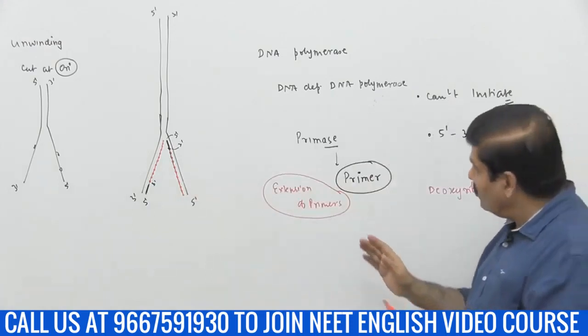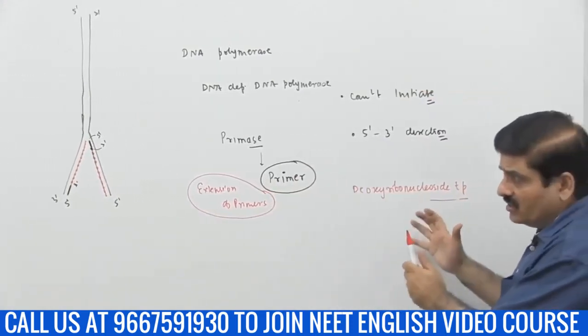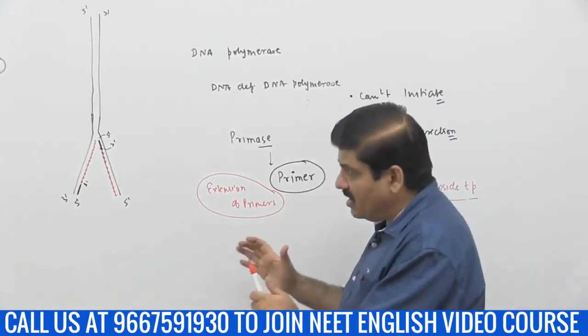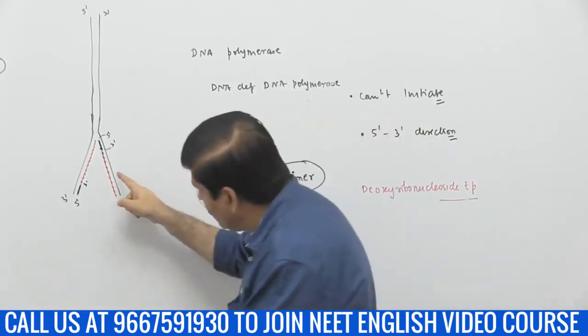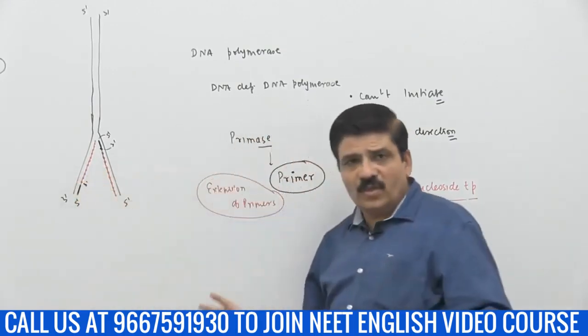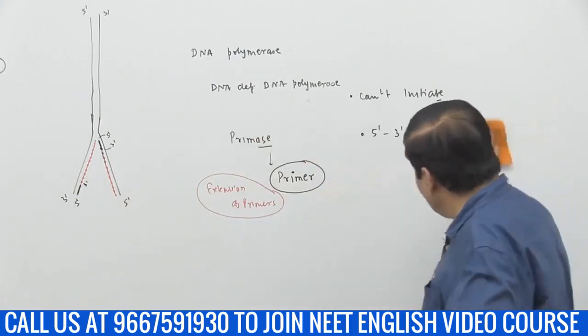So that means the two problems have been taken care of. This is very, very important to understand. So this is what happens on the two strands. Remember, both strands are acting actually as template. Now let us see what happens further down the road.